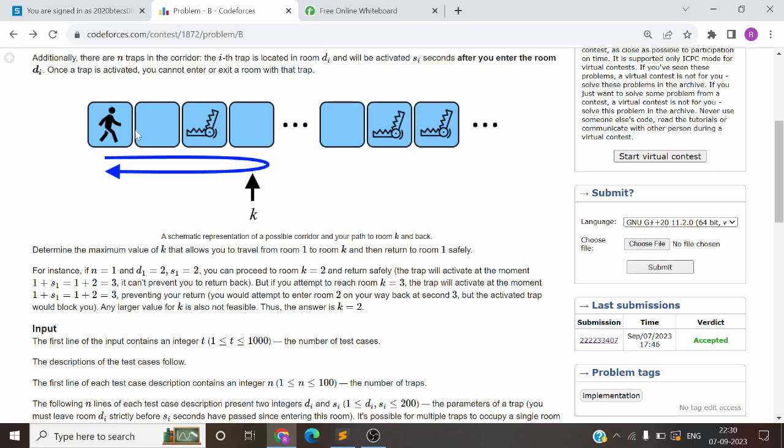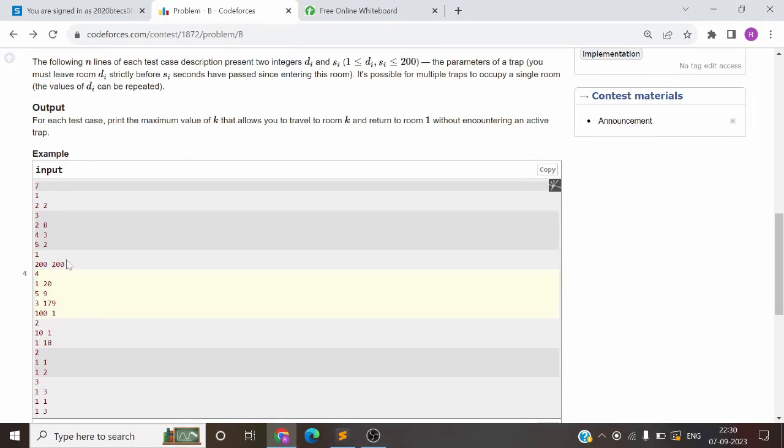Hope समझ में आया हो मैं क्या बोल रहा हूँ. After few seconds, the trap will be activated. So you need to make sure you return before the trap. Like you return to the previous place of the trap before the trap gets activated. अब ये तो बहुत simple है यार. If that activation time of the trap is 5 seconds, let's take an example.